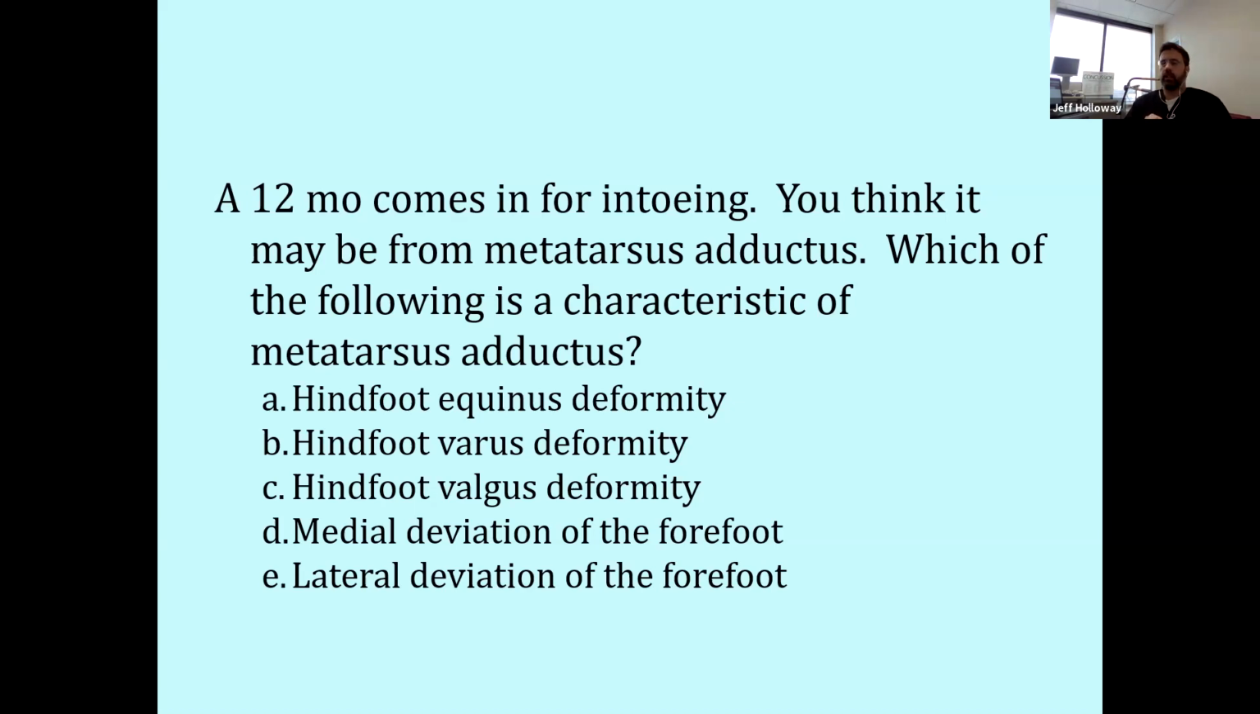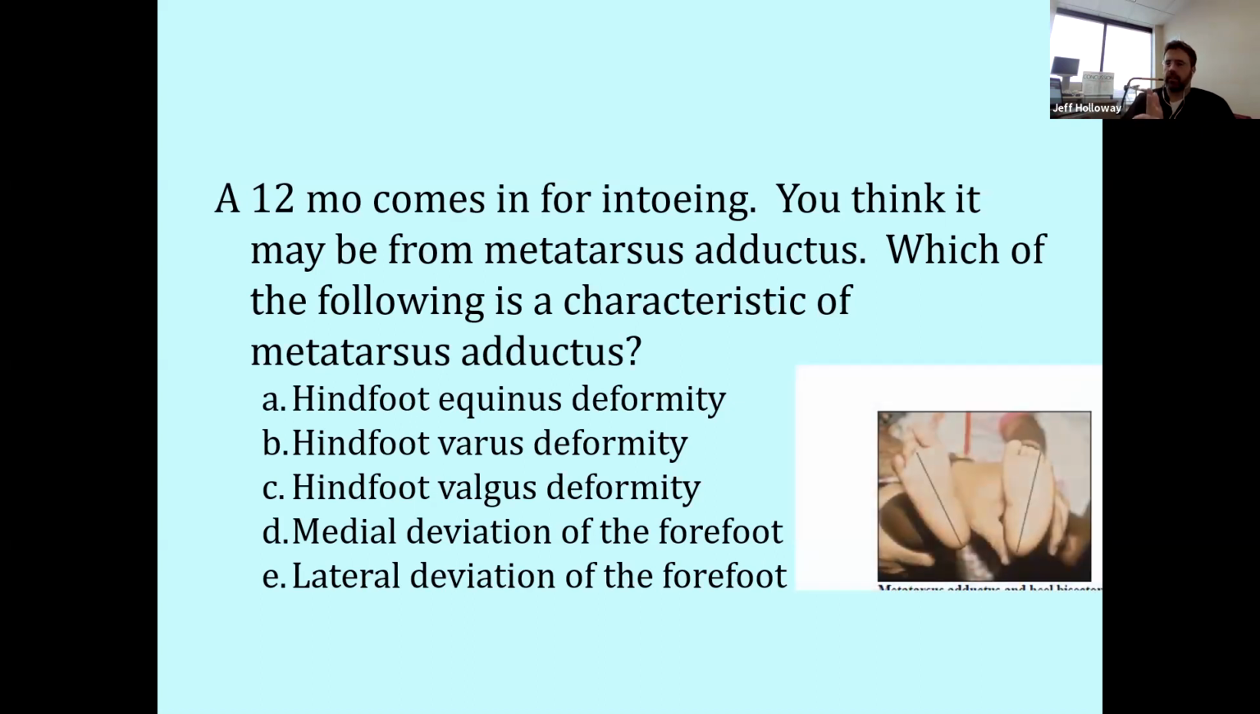So this one is making sure you know what metatarsus adductus is. That's the classic physical exam where you draw a line through and you see one is going through the middle toe, and with metatarsus adductus it's going through the fourth toe, because the forefoot is medially deviated. So the actual foot is turned in, right? It doesn't have to do with the hindfoot varus or equinus, because that's in clubfoot.